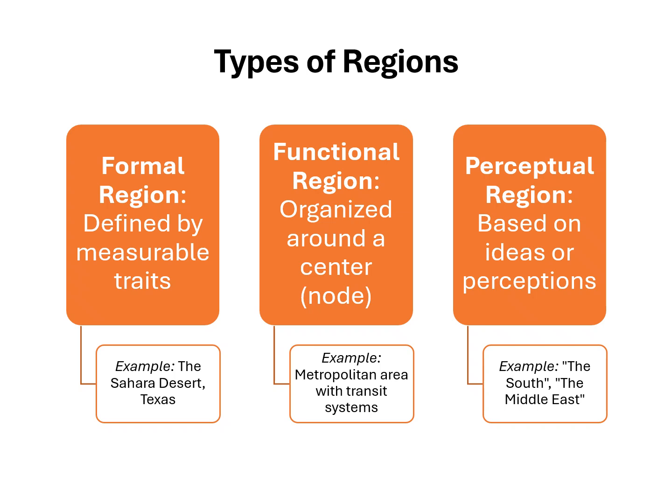And finally, perceptual or vernacular regions, which are based on people's ideas or perceptions. Boundaries are fuzzy and subjective. The American South or the Middle East, different people will say different things. Geographers use all three to study how people interact with space.